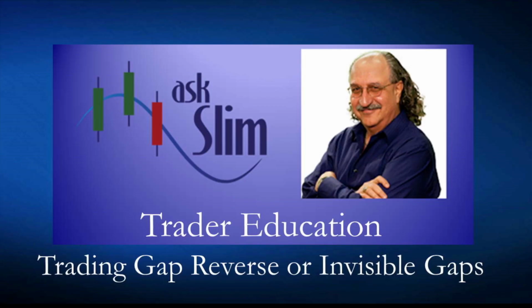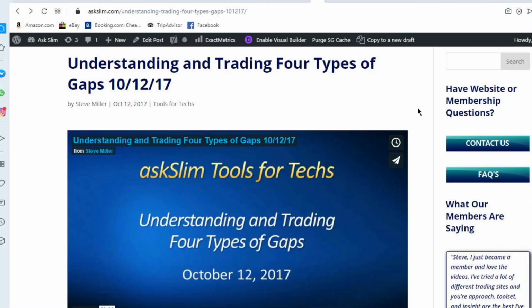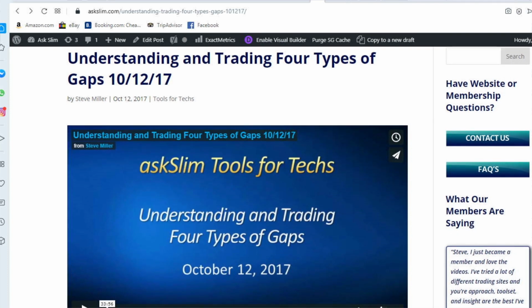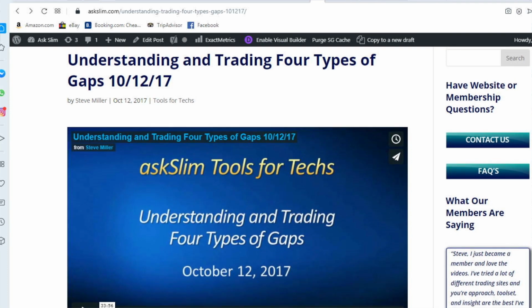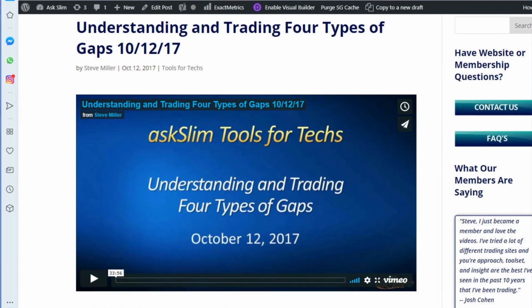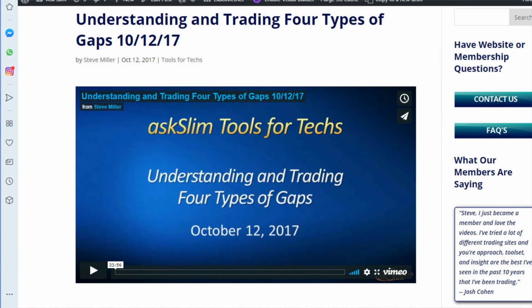That's what we look at, gap reversed or invisible gaps. They look pretty much the same. What's really interesting is that when I go into here, where does that come from? I actually taught this to our members, and you can see in here, just going to move this up a little bit so you can get a better view of this. This is from our list of tools for techs videos, understanding and trading 4 different types of gaps.